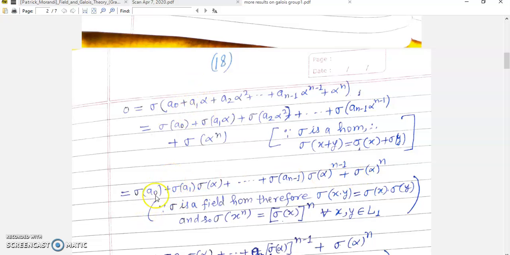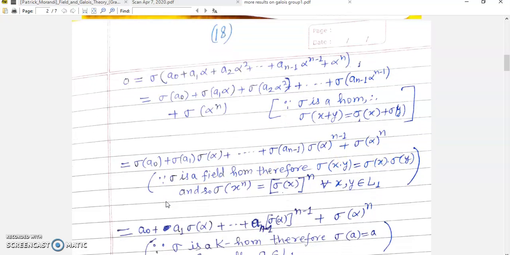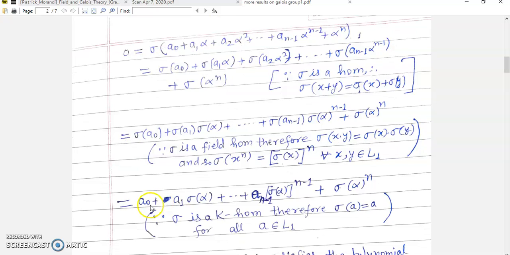But sigma is a K-homomorphism, so sigma fixes elements of K. It means sigma a0 is equal to a0, sigma a1 is equal to a1, and so on. So we substitute this, and finally the right side of this term will be a0 plus a1 sigma alpha plus ... plus a(n minus 1) sigma alpha power n minus 1 plus sigma alpha whole power n.